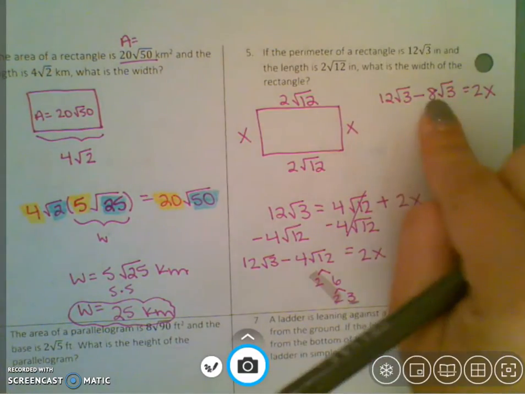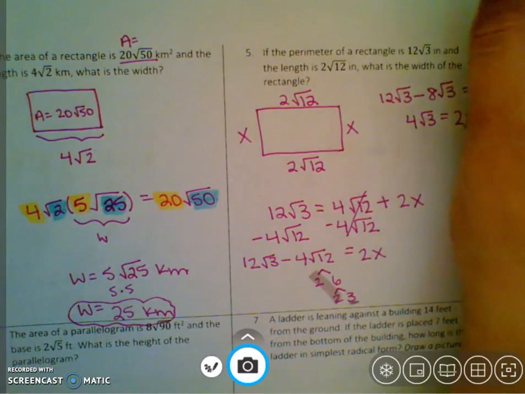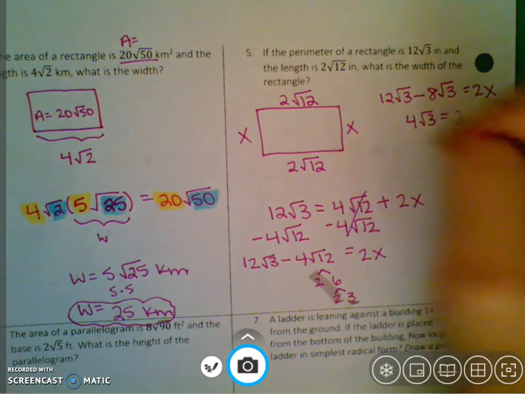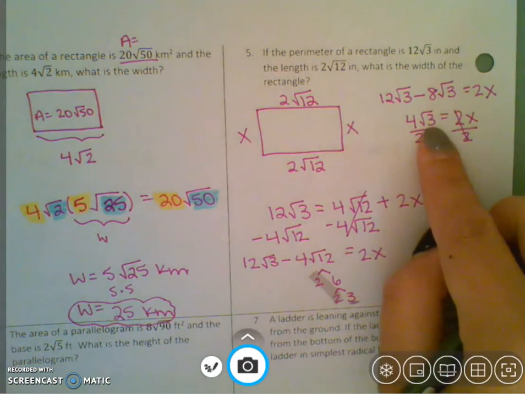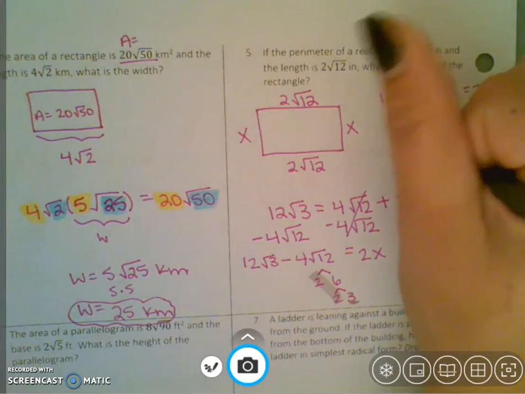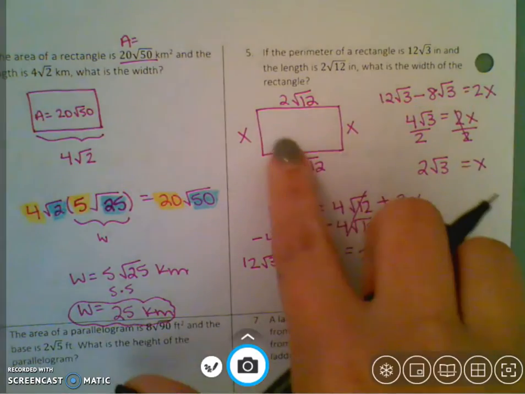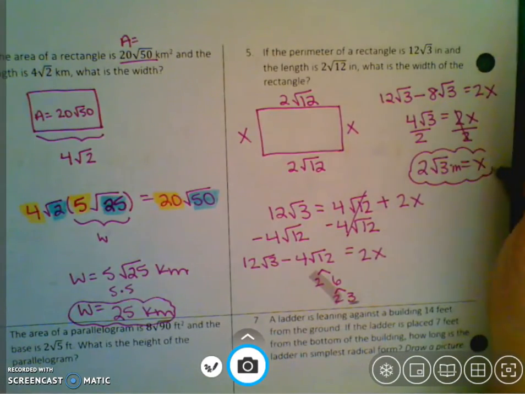Okay, now that they're both the same roots, I can add them together. So 12 minus 8 is 4 root 3 is 2x. Again, I'm not trying to find 2x. I want to find just the width, which is 1x. So you have to divide each by 2. And that's okay because we're not messing with the root. Again, just like multiplication, division is the same. So this is 2 root 3 equals x. And we're dealing with inches. So the width is 2 root 3.